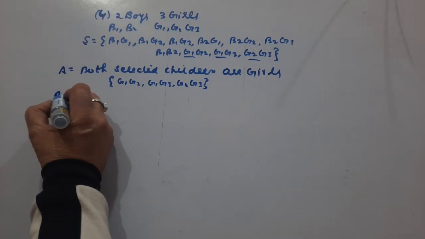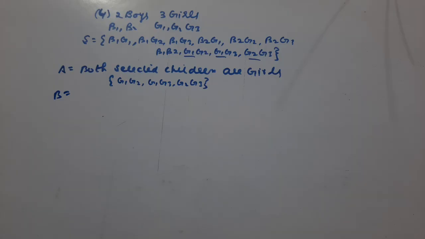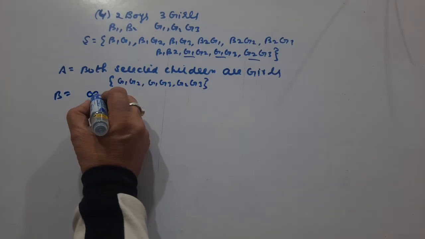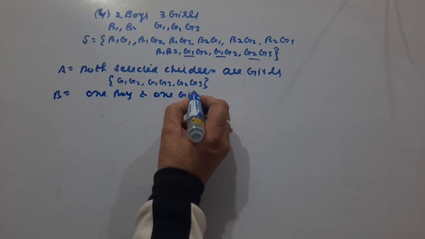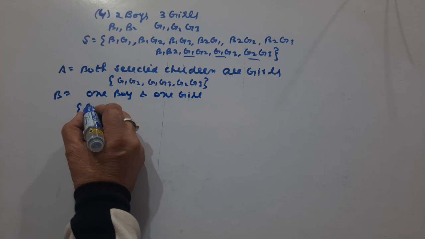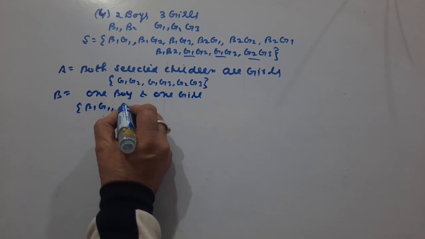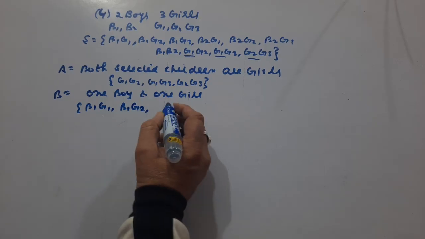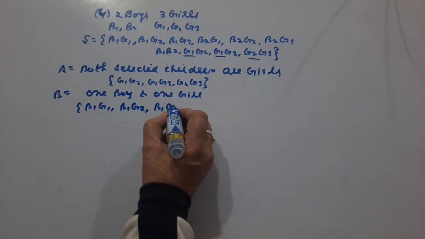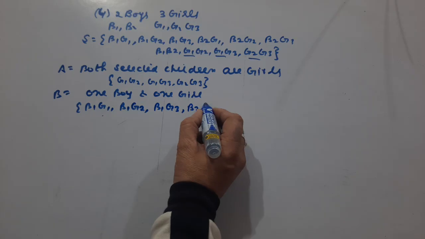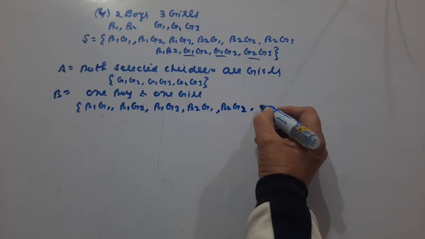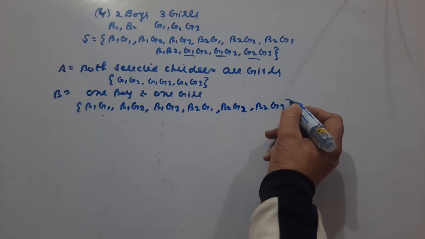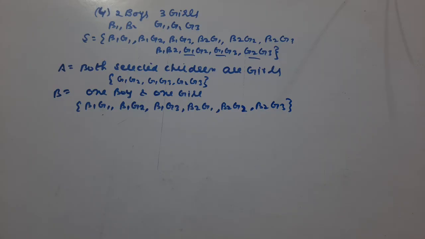This is event A. Event B is that the selected group consists of 1 boy and 1 girl. So here the cases will be B1 G1, B1 G2, B1 G3, B2 G1, B2 G2 and B2 G3. So these are the cases when there is 1 boy and 1 girl.